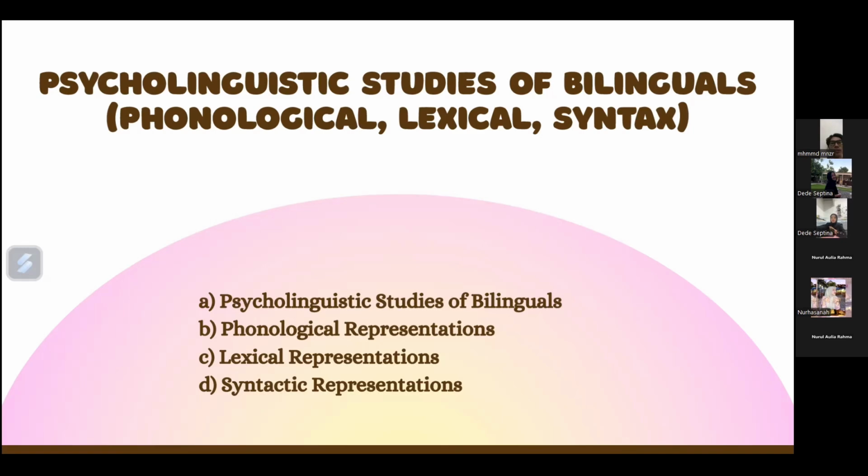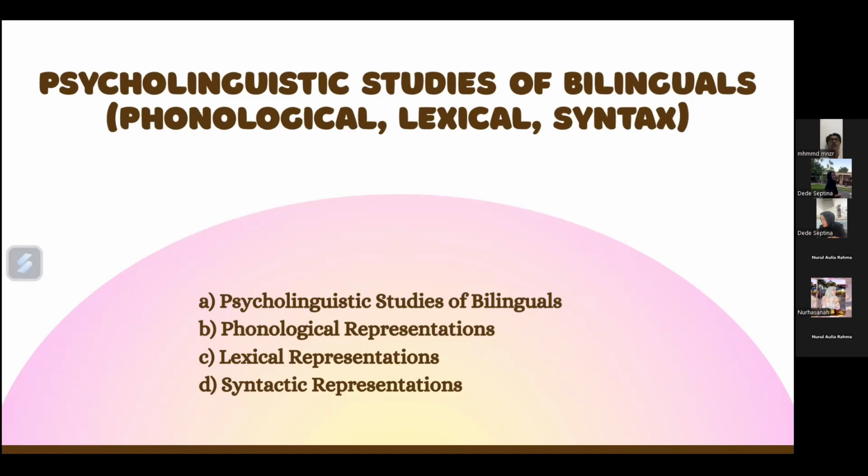Bilinguals sometimes experience syntactic transfer, where the rules of one language influence sentence formation in the other. This can result in grammatical errors such as incorrect word order or missing function words, especially in second language learners.